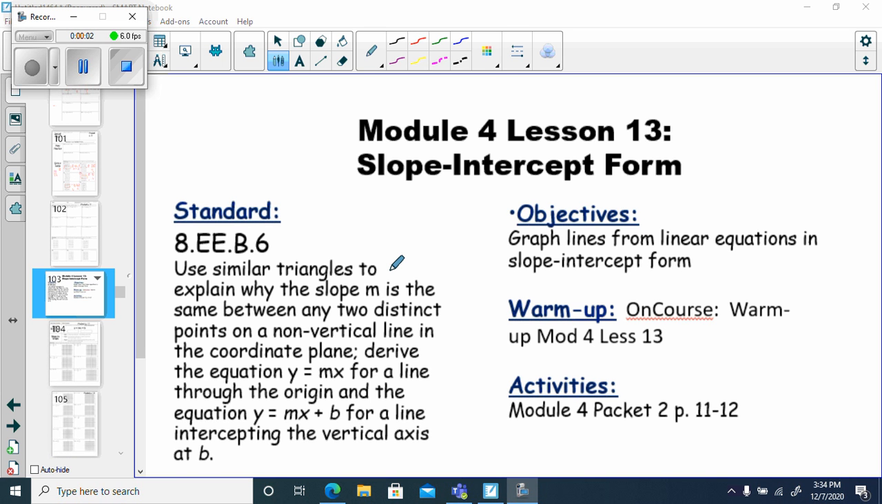This is Module 4, Lesson 13, Slope-Intercept form. We're still trying to use similar triangles to explain why the slope is the same between any 2 points on a line. And we're deriving the equation y = mx for a line through the origin, and the equation y = mx + b for a line through the point (0, b).